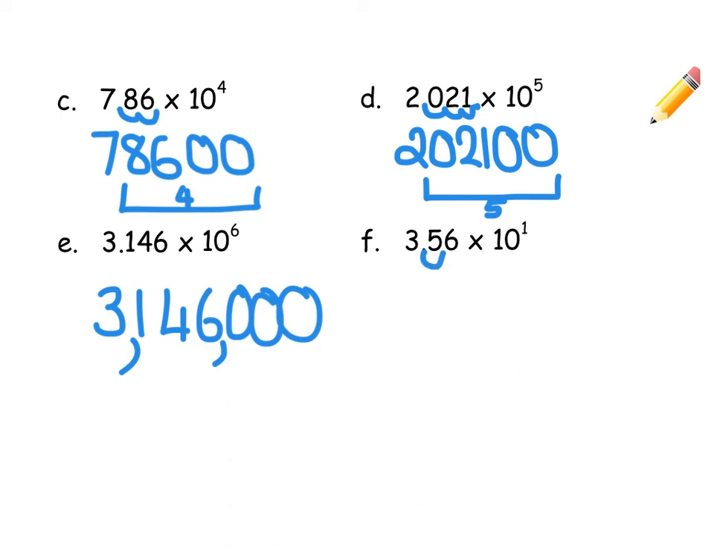So it's only going to move to there. So that's going to be 35.6. And that's a wee trick one because it is still a decimal at the end.